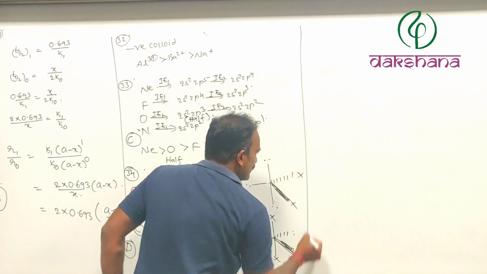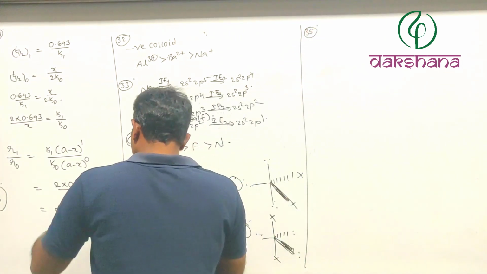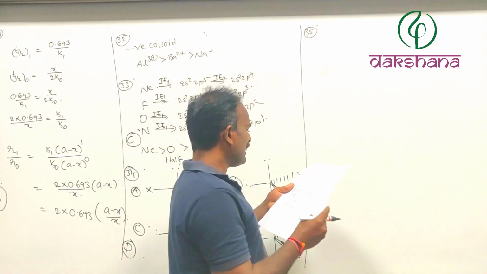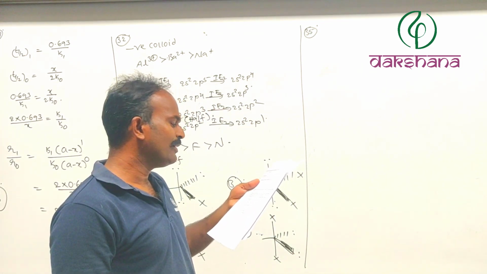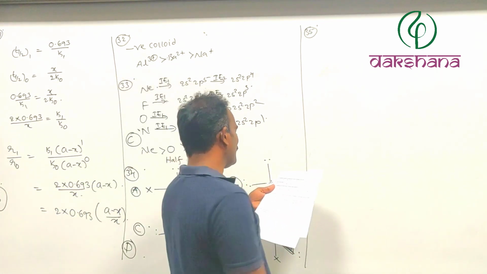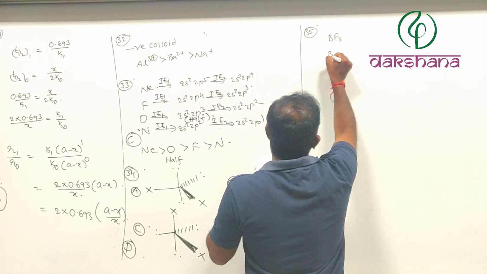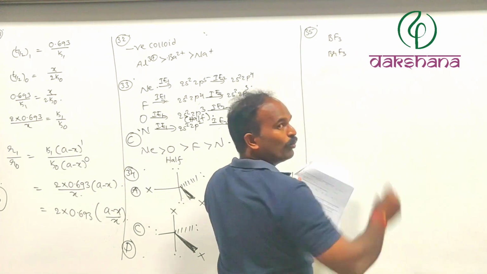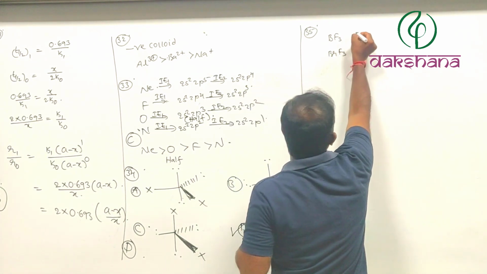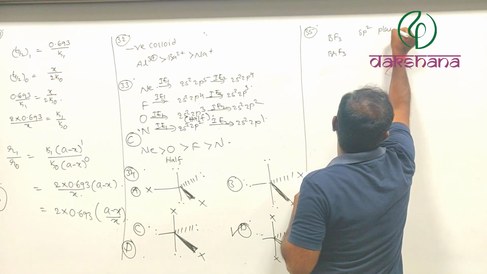Next, question number 35. Select a pair of compounds in which both have different hybridization but the same molecular geometry. So boron trifluoride and BrF3. Boron trifluoride has hybridization sp2 and trigonal planar geometry.